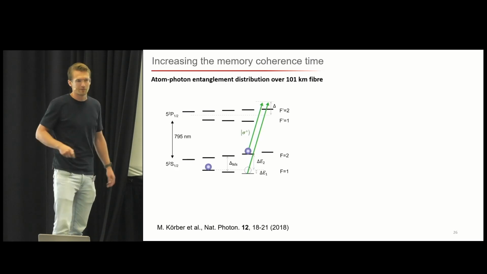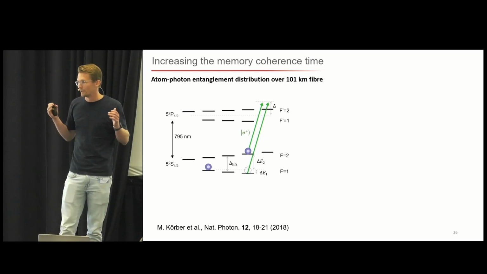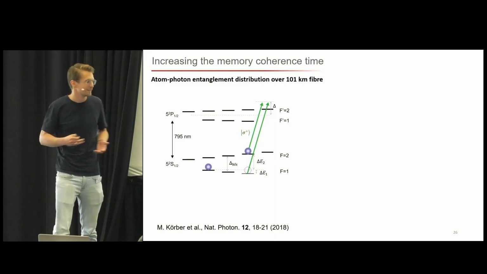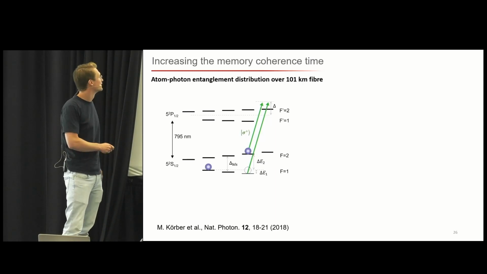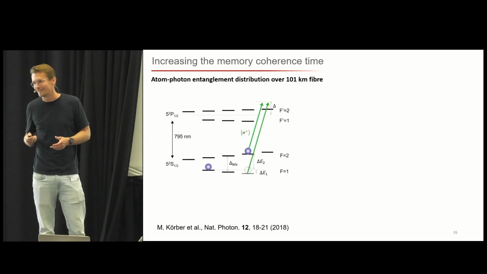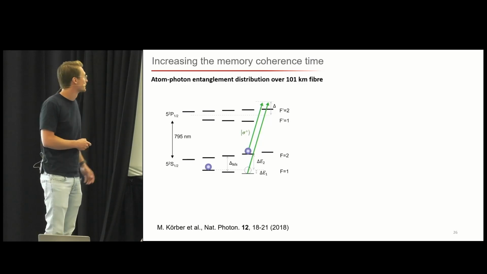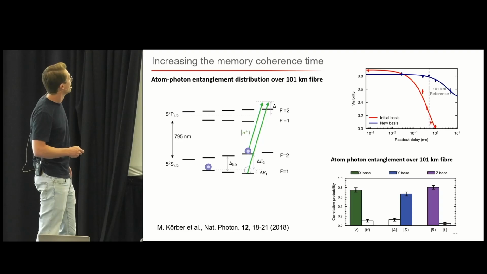And those two states, if magnetic fields come by, behave a lot more similar to magnetic fields. So therefore, we could actually reduce the sensitivity to magnetic fields by more than a factor of 500. So this we implemented recently.